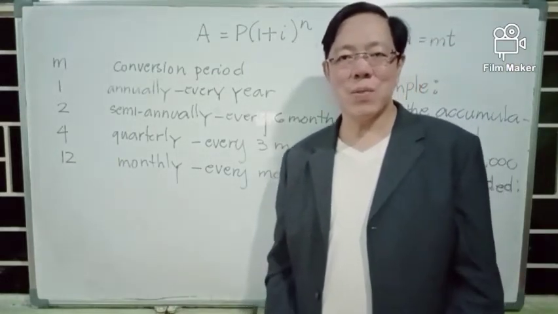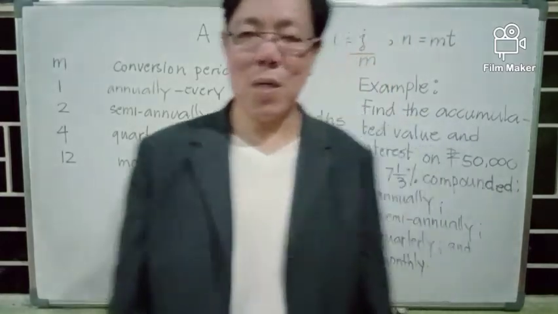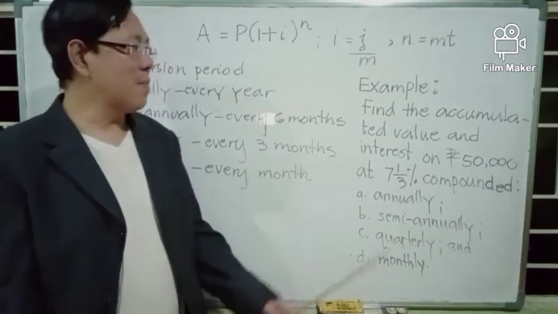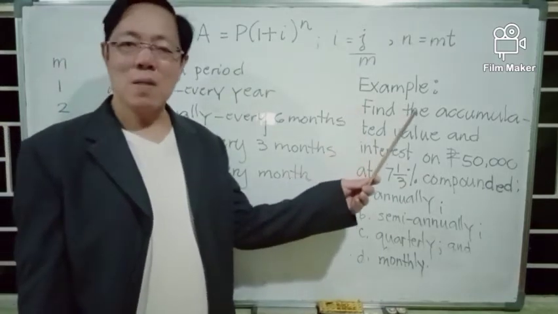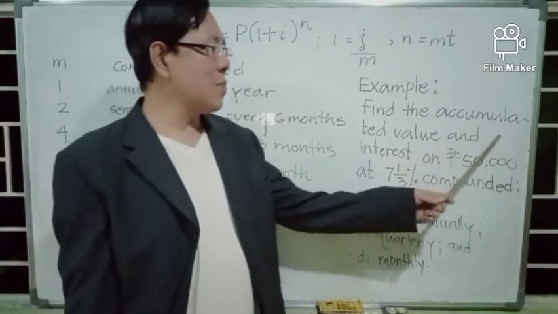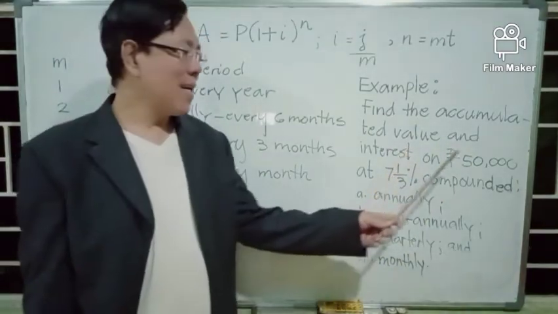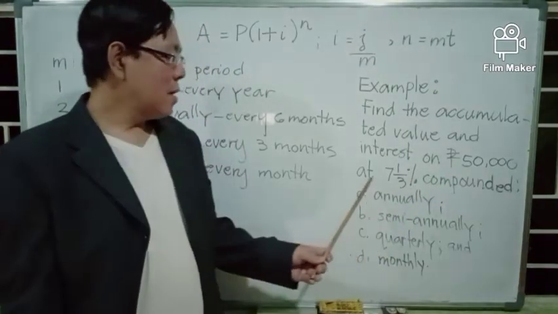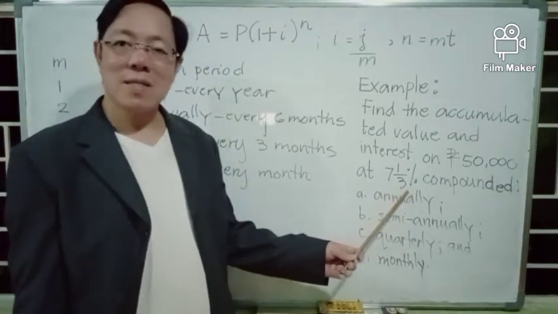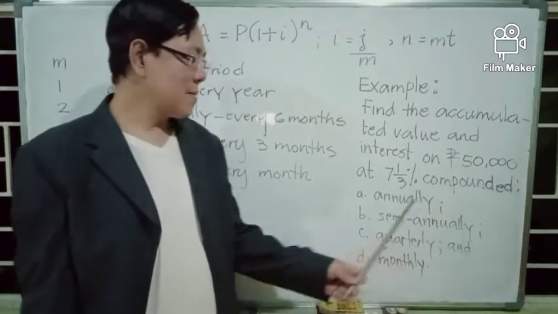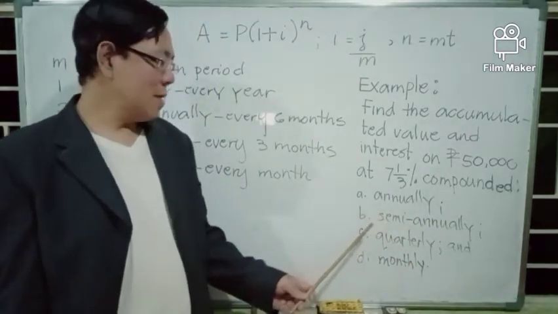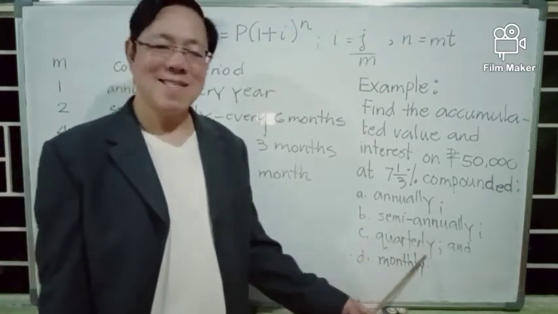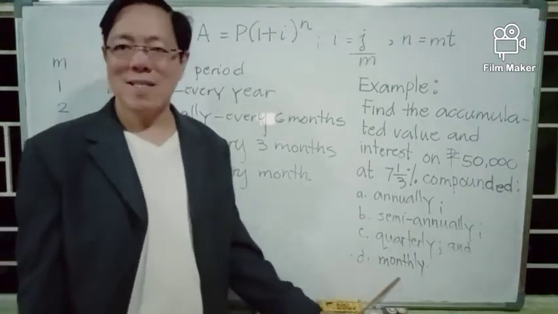Now we are ready to take an example, and for our first example, we consider the following problem. Example: find the accumulated value and interest on 50,000 pesos at 7 1/3% compounded, A. annually, B. semi-annually, C. quarterly, and D. monthly.